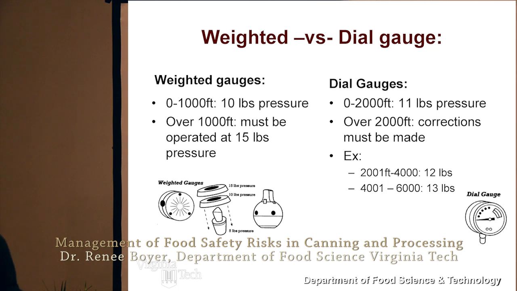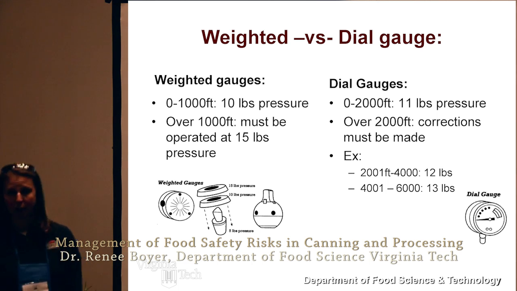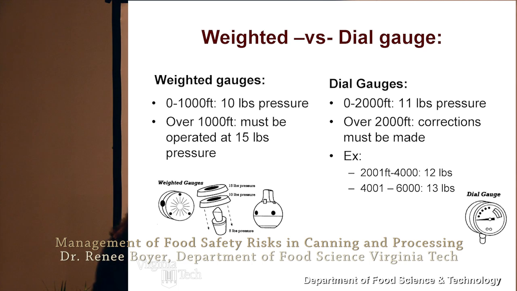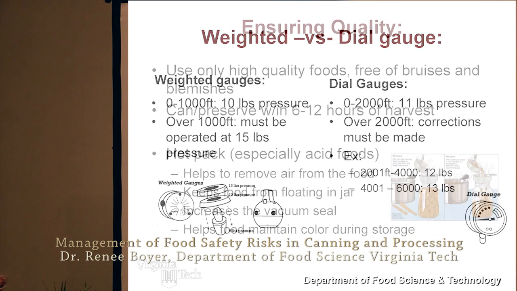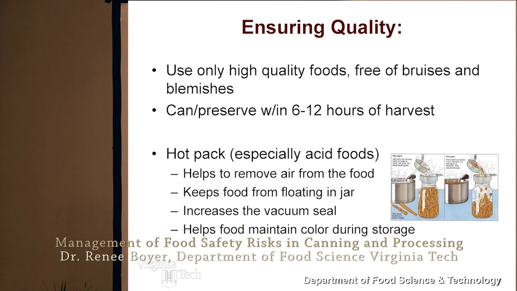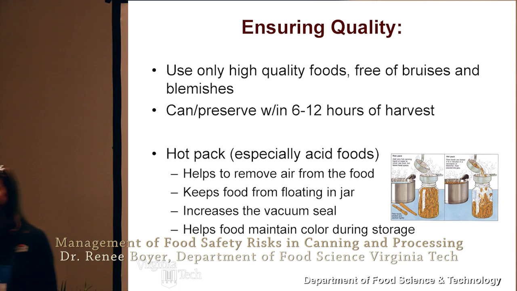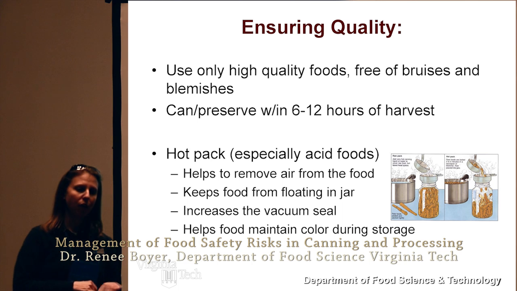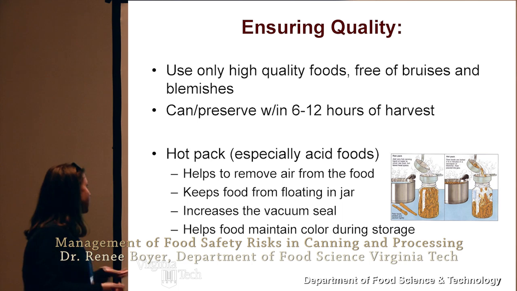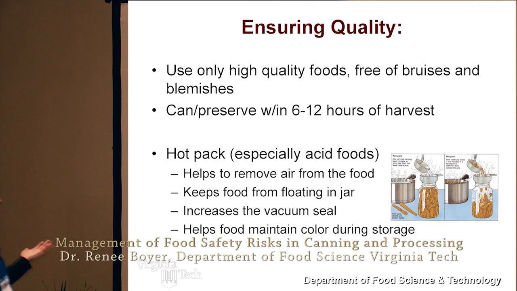And the dial gauges, you have to get tested. So people go and have their dial gauges tested by extension agents. Okay, so ensuring quality: use only high quality foods. Canning is not a way to add value to something that's already started to deteriorate, which some people think. So always use high quality foods, and it's always best to can or preserve within 6 to 12 hours of harvest, because that's when it's the freshest and highest quality.